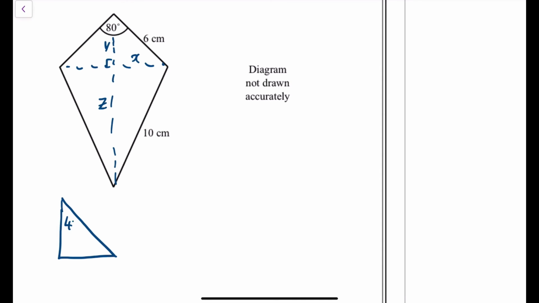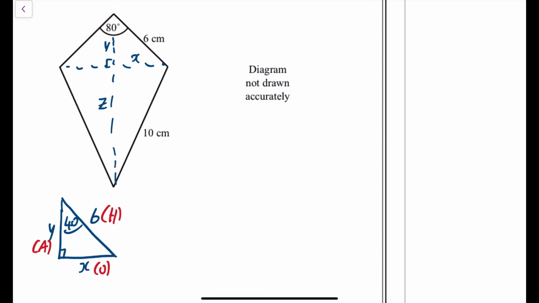So that was 40 degrees. That was my y. That was my x. That was a right angle. That was 6. And then that was my hypotenuse. That was my opposite. And that was my adjacent. So we can use trig to find these things.